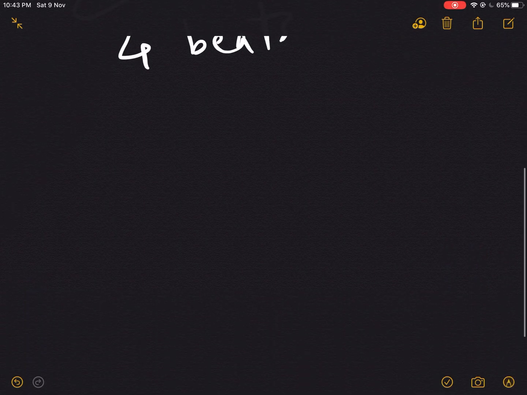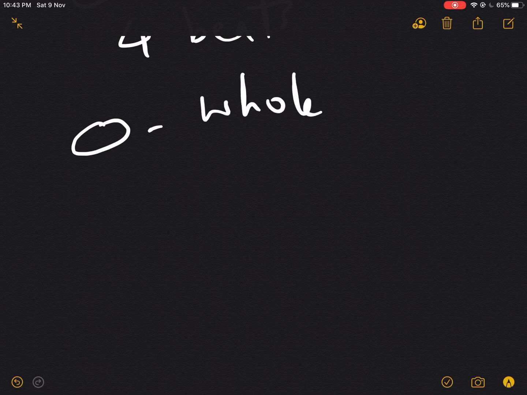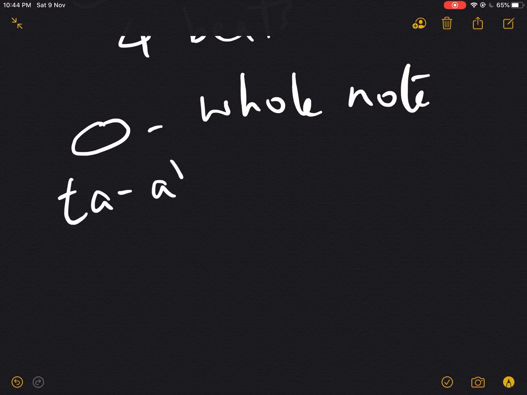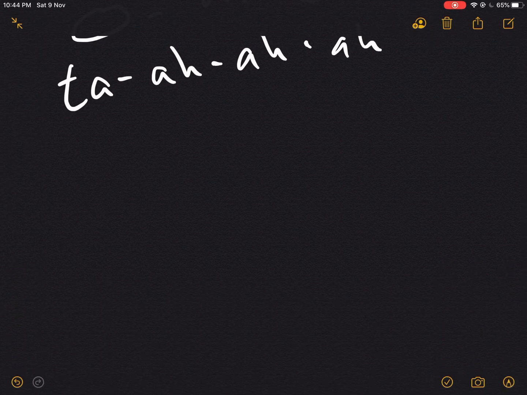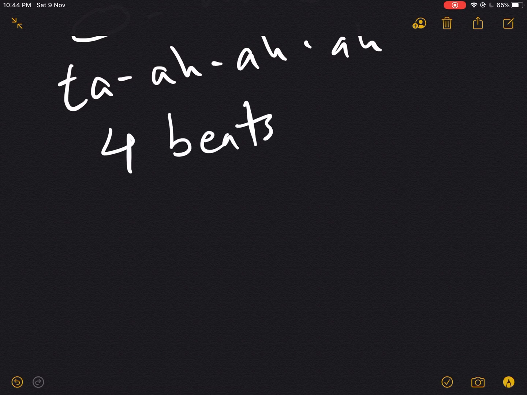Okay, let's do that once more so that we remember. I'm going to draw the whole note. Let's label it and call it a whole note. In rhythm language it is ta, and the value of it is 4 beats.